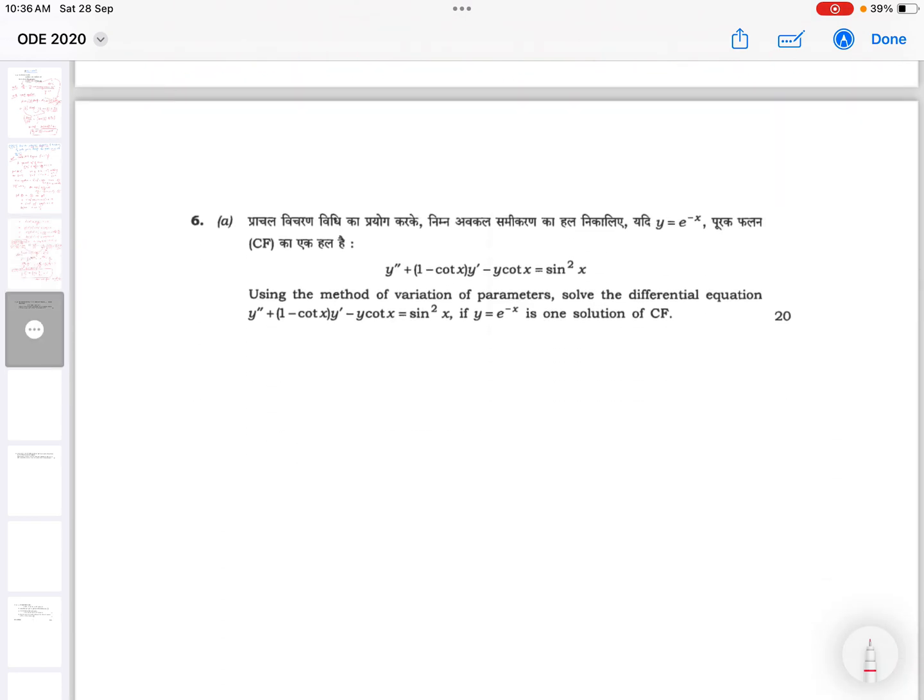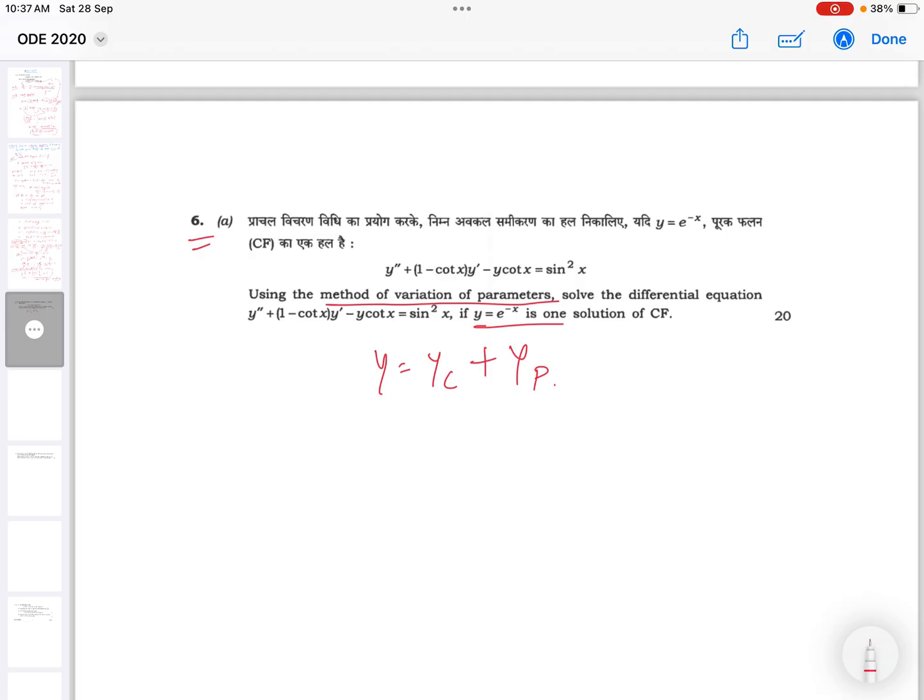So coming to the third question, that is 6a. Using the method of variation of parameters, solve the differential equation. What we used to do in the method of variation of parameters is first find the complementary function, then we find the particular solution, and the addition of both of these will yield the complete solution.